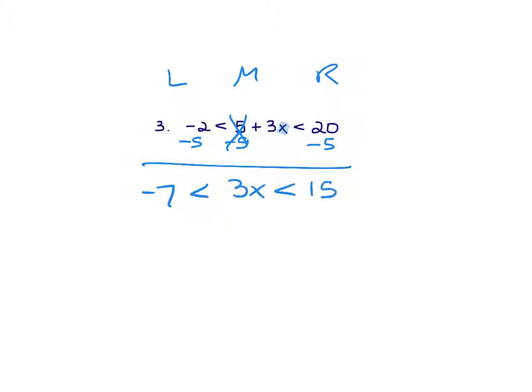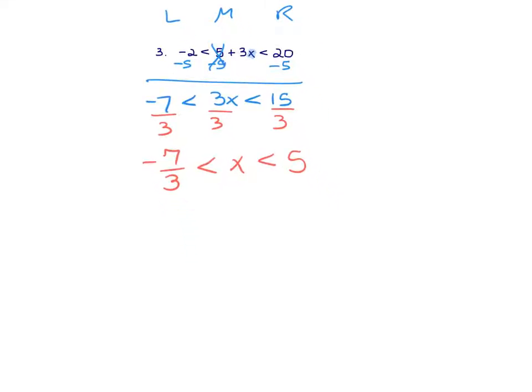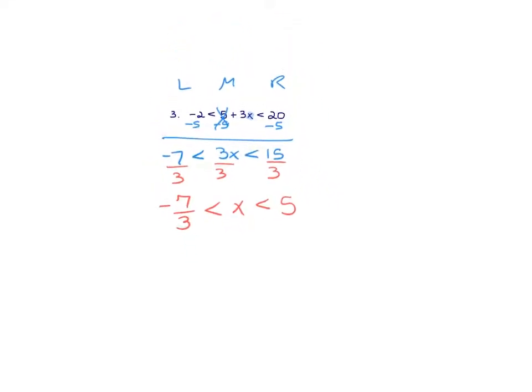Again, my goal is to get x all by itself. So now I'm going to divide all three pieces by 3. I'm now left with -7/3 is less than x, which is less than 5. So now let me graph it the old way.